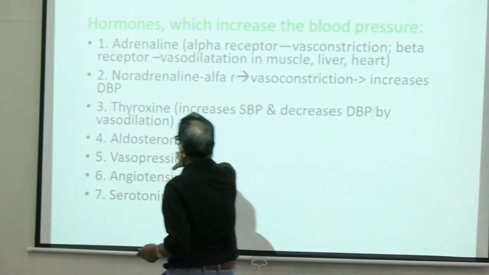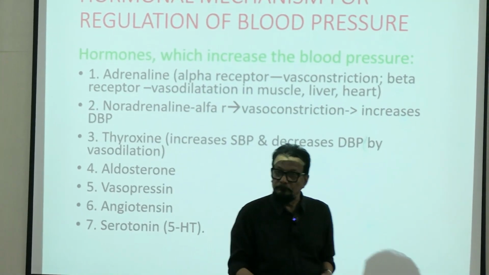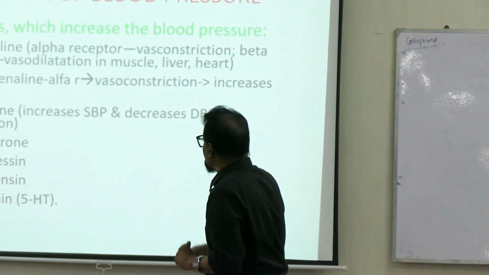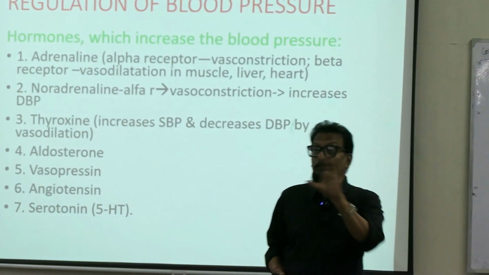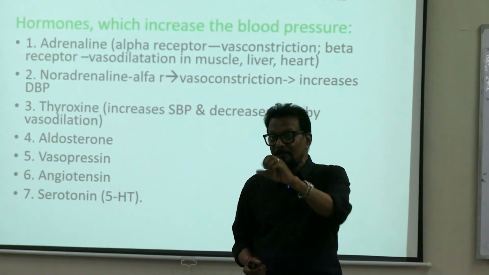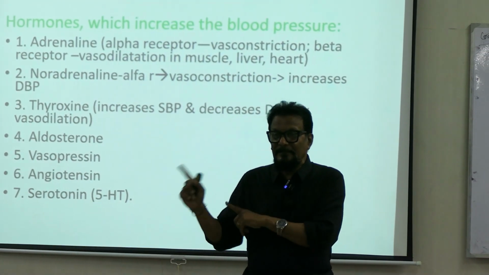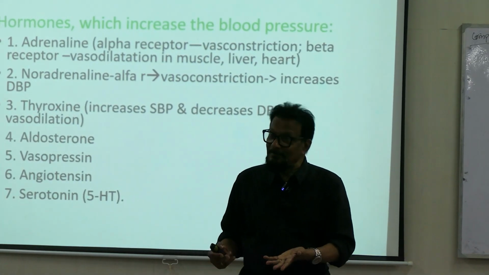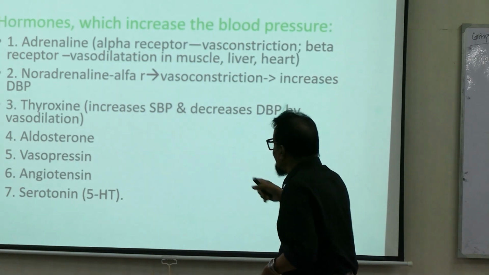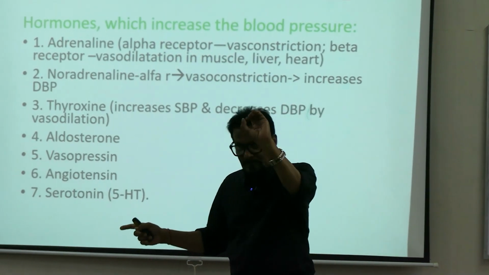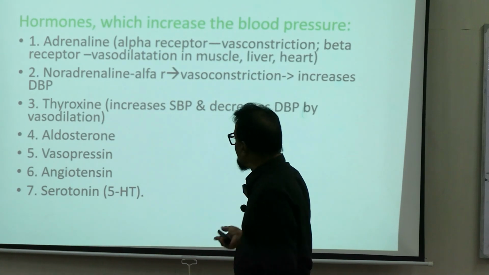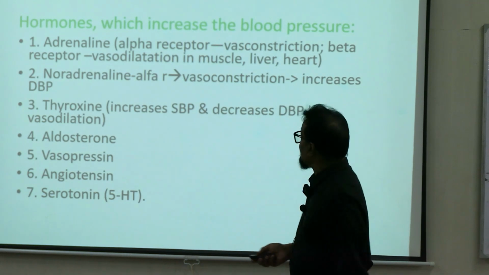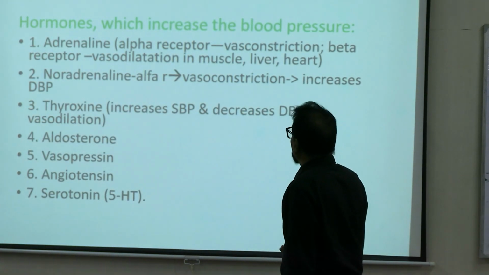And aldosterone, absorption of sodium, absorption of water, they will increase the blood volume, so blood pressure will be increased. Vasopressin, blood pressure will be increased. Another name of vasopressin is ADH. ADH increases water absorption. As a result, more blood volume, more pressure. Angiotensin 2 we have already seen is a vasoconstrictor, so it will cause an increase in blood pressure. Serotonin is also a vasoconstrictor, it will also increase the blood pressure. These are all vasoconstrictors.